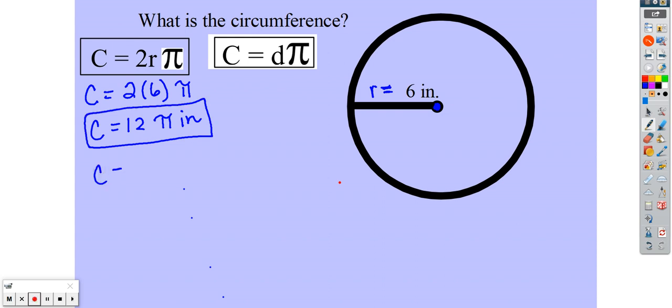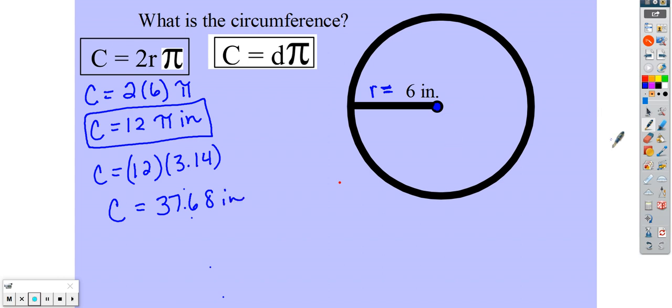Next, I'm going to calculate it. I'm not going to use the pi button, I'm just going to use 3.14. Remember, if you use the pi button, it's going to be a slightly different answer, and that's okay. I'm going to do 12 times 3.14, and that gives me the circumference is 37 and 68/100 inches.